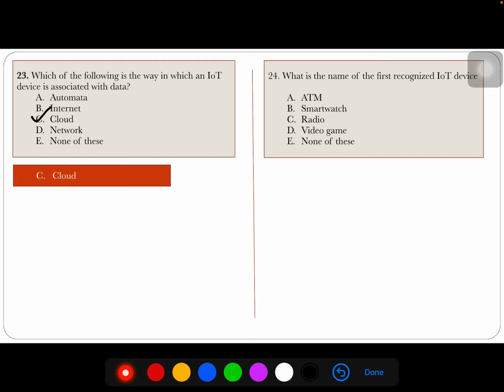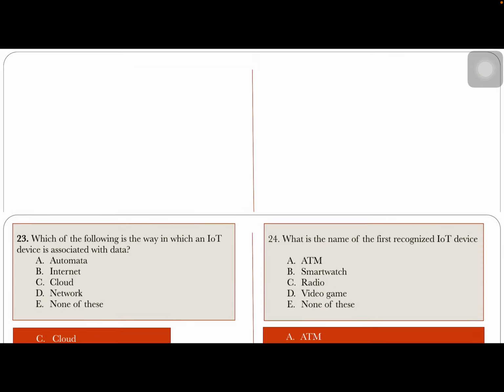What is the name of the first recognized IoT device? Smartwatch, radio, video game, ATM, or none of these? If you remember, ATM is the first device, an automatic machine where you enter your card and your PIN and you get the money out of it. So it is basically the first recognized IoT device. Option A is the correct one.